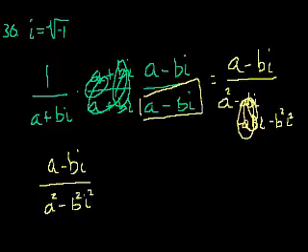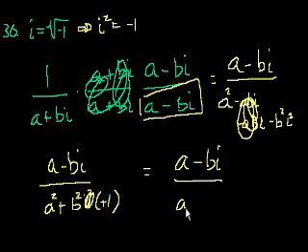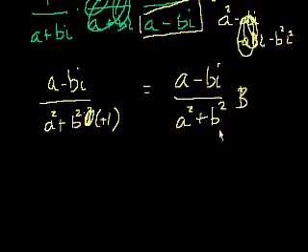i squared. But we know what i squared is. i squared is equal to negative 1, right? You square both sides of that, you get i squared is equal to negative 1. So if we multiply, this becomes a negative 1. But then this negative and a negative, they cancel out. You get a plus. So then we get a minus bi over a squared plus b squared. And that is choice B. Choice B. Next problem.